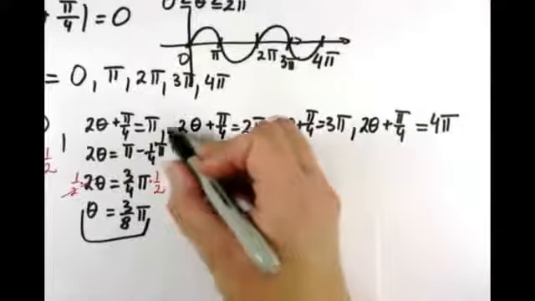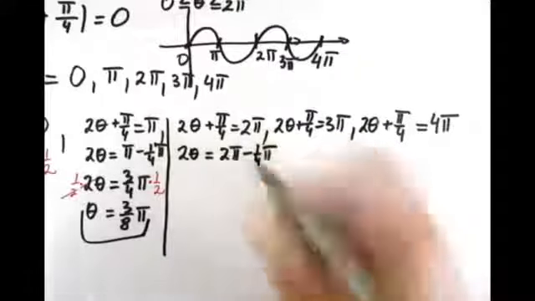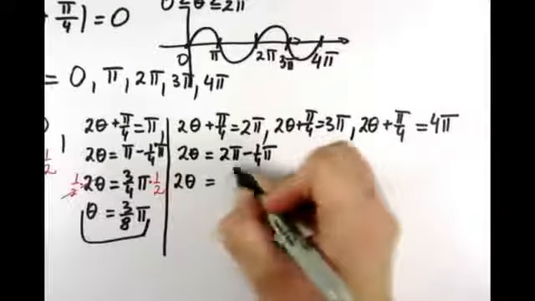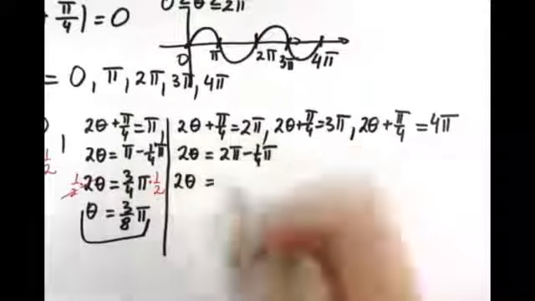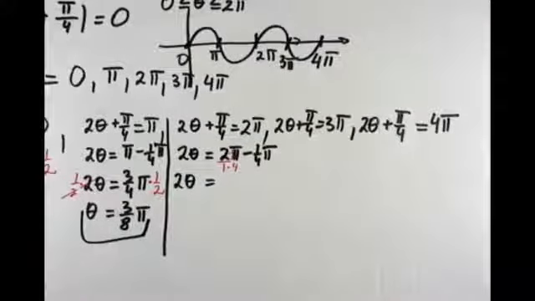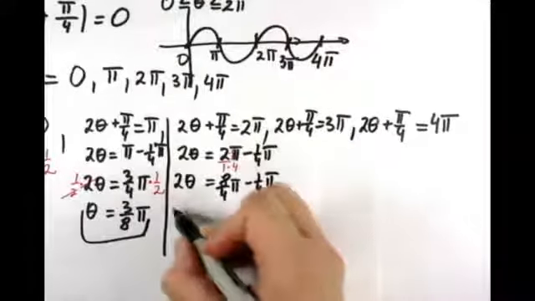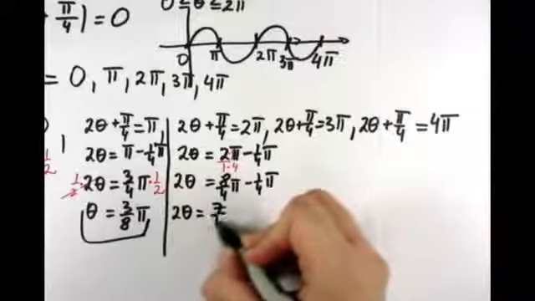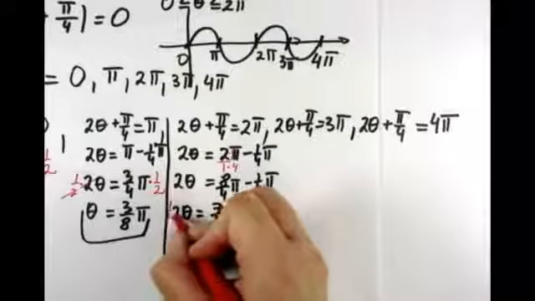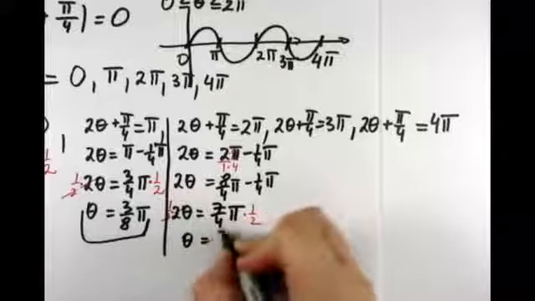Now I'm solving this one, move it over. We have 2 theta is equal to 2 pi minus 1/4 pi. So 2 we need to change in terms of 4s. This is like finding a common denominator. 2 is like 2 over 1. You need to multiply times 4. So we have 8 fourths pi minus 1 fourth pi. This gives me 7 fourths pi. And now we have 2 theta is equal to 7 fourths pi times 1 half. This cancels out. So my theta is equal to 7 pi over 8.